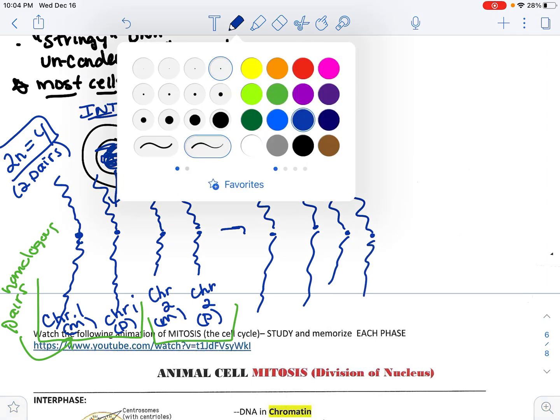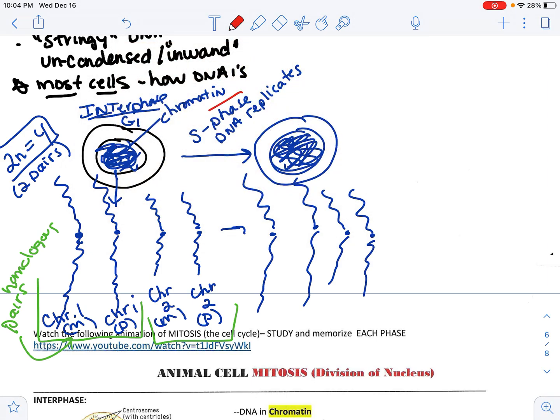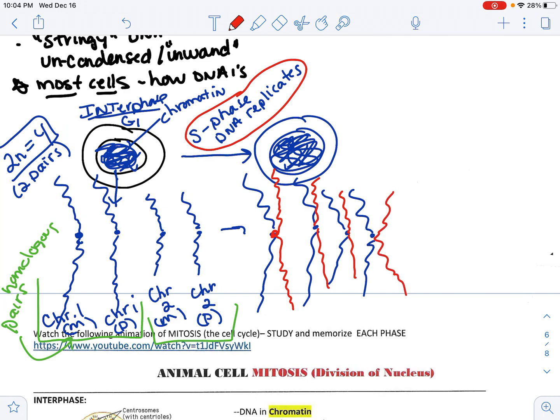I'm going to run out of room here. I'm going to do the copy in red. So in S phase, the DNA replicates and makes a copy. It's all attached at that centromere, and I'm going to draw the copy in red. And see, it kind of looks like an X. I didn't leave a lot of room here, but these are supposed to look like stringy X's. So remember, these are the sister chromatids, the blue and the red, and they're identical. The red is a copy of the blue DNA.